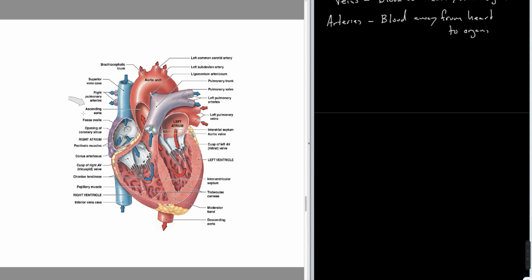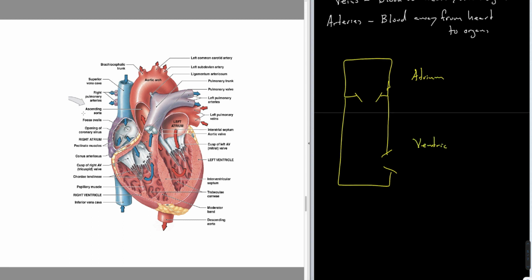Okay. I'm going to redraw this because every chamber is closed off by valves. I'm just going to use a general atrium and a general ventricle because they're roughly the same thing. Okay. Within each ventricle are extensions of the myocardium. We call these papillary muscles.